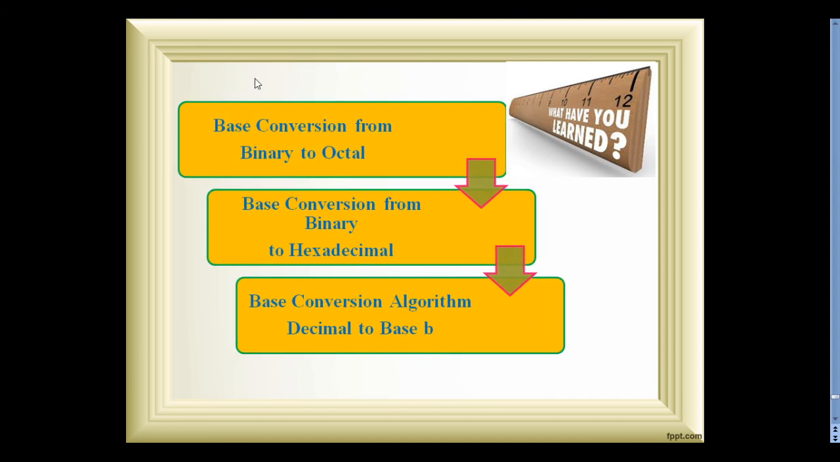So what have we learned previously? We have learned base conversion from binary to octal. Second, we learned base conversion from binary to hexadecimal. Third, we have learned the base conversion algorithm from decimal to base B.